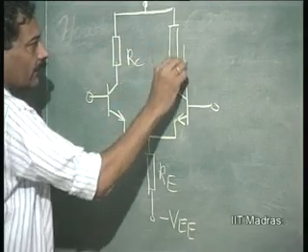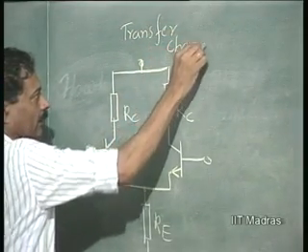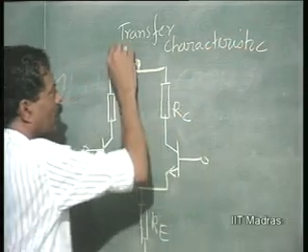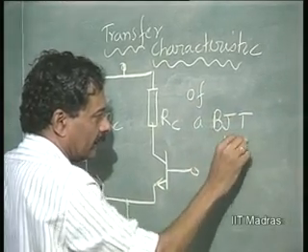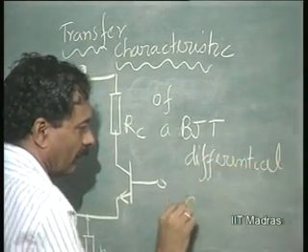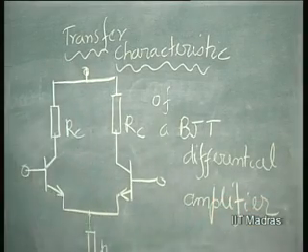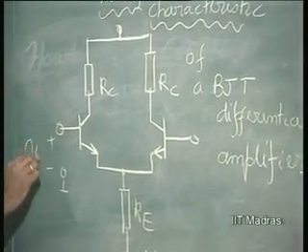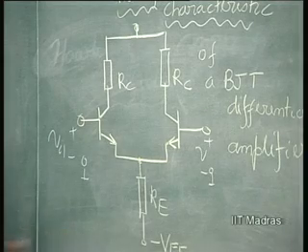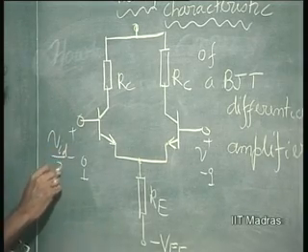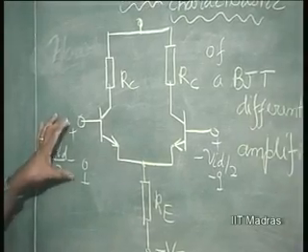Now, we would like to see the same thing for differential amplifier, the transfer characteristic of a BJT differential amplifier. Now, let us consider the input VI1 and VI2. Strictly speaking, we are now considering only the differential mode signal. So, I will put it as VID by 2 and minus VID by 2. This is equally well applicable, I told you, when it is VID here and 0 there.